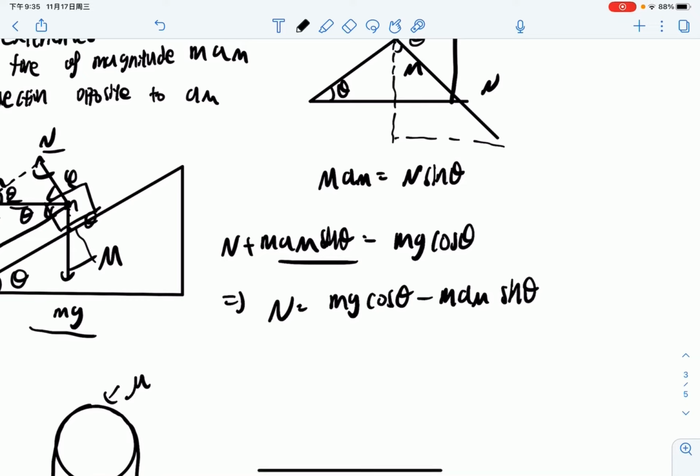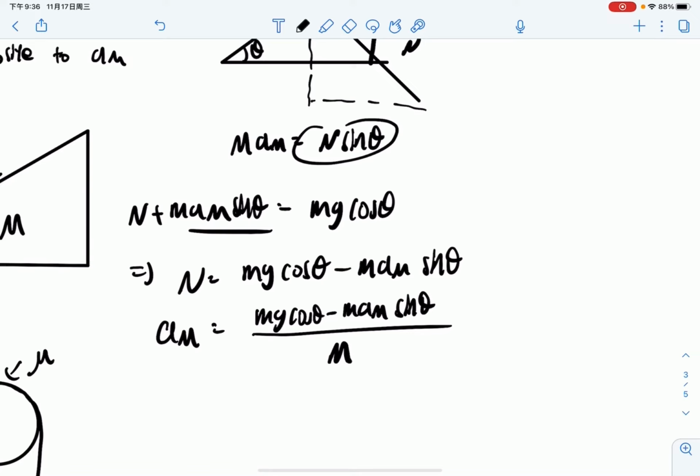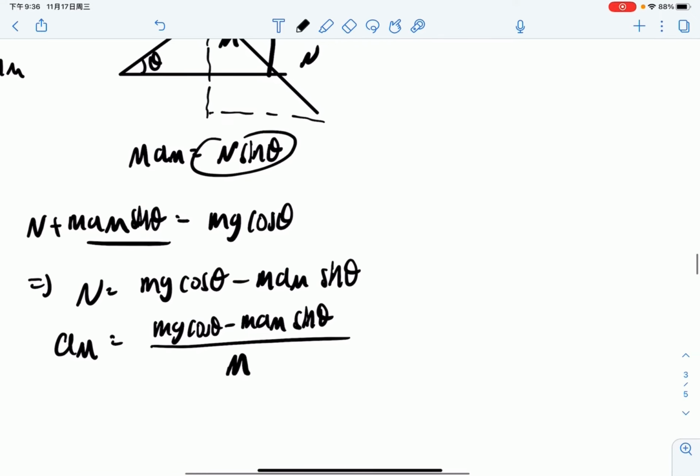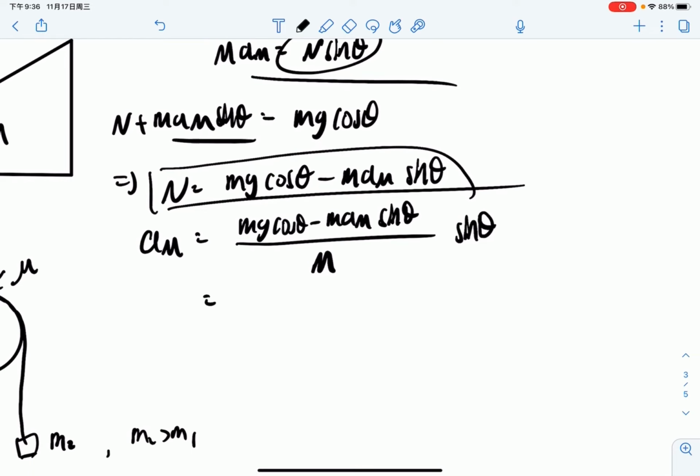And so a big M, from this equation, is just going to be mg cosine minus m a big M sine, divided by m. Wait, really? From this, we can get this. And there's supposed to be a sine term. And I guess that's the solution.